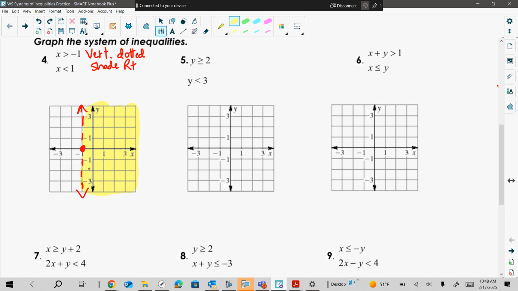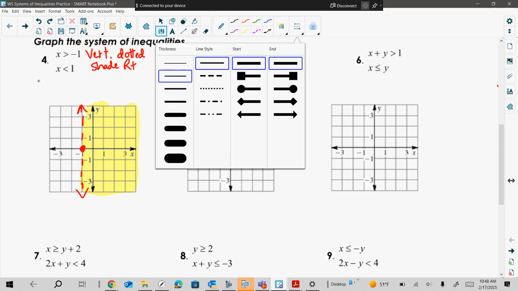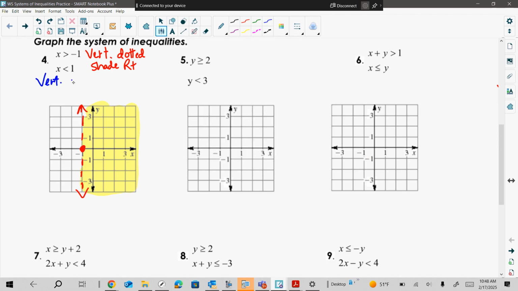Okay. Now, whenever you do your final shading, focus on the overlapping and make that darker. So when I graph my second line, which is x is less than, this is also vertical, dotted, but because it's less than, we're going to shade to the left. So here's x is less than, this is a vertical line right here at 1.